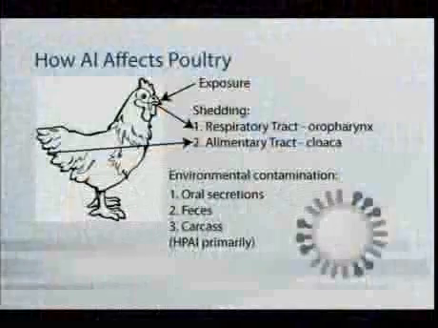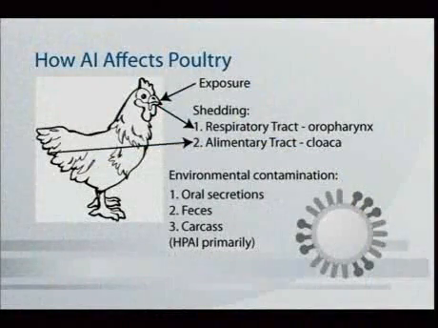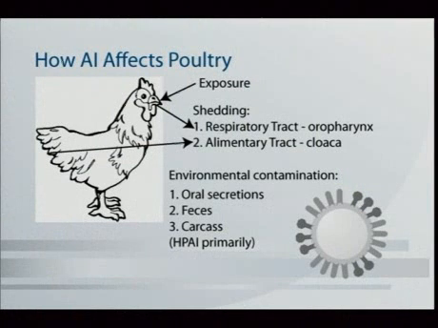Number 1 is you have to have exposure, as we've already mentioned. And when you have exposure, if you get infection, then you will have replication of the virus in the respiratory tract and shedding of that virus back into the environment from the oropharynx, or shedding from the cloaca with replication in the intestinal tract. This results in environmental contamination from the oral secretions that have the virus or from the feces that have the virus.